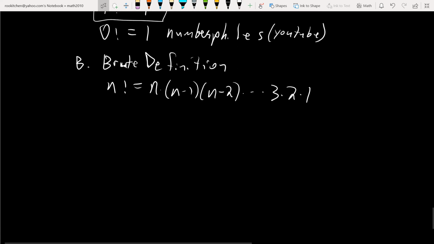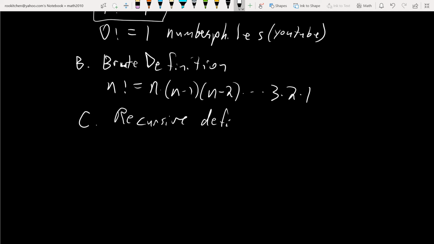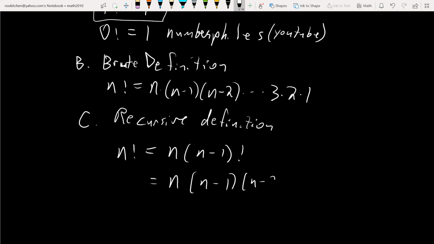Then the recursive definition, which I like much more than the brute definition, but for some reason it kind of goes over people's heads, is just that n factorial can be rewritten as n times n minus 1 factorial. Okay? And then on top of that, n times n minus 1 factorial would be n times n minus 1 times n minus 2 factorial, and so on.